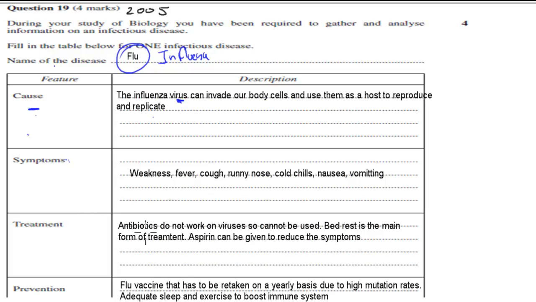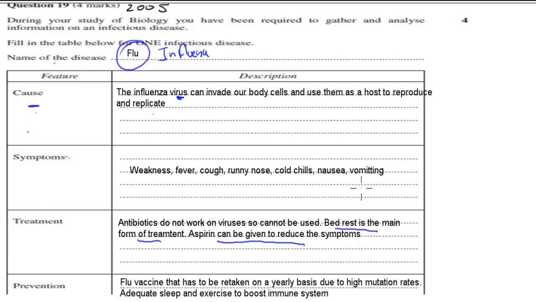The treatment. So I said that antibiotics do not work. Right? Antibiotics do not work on viruses, so cannot be used. They only work on bacteria. So bed rest is the main form of treatment, and then aspirin can be given to reduce the symptoms. So aspirin doesn't actually remove the disease, but it reduces the symptoms, whereas the only real form of treatment is bed rest once you're sick.